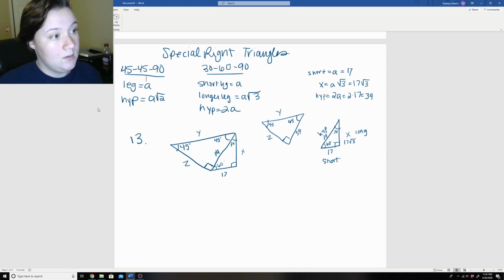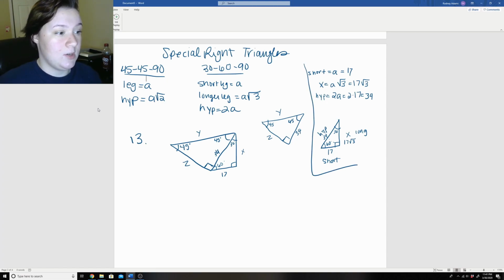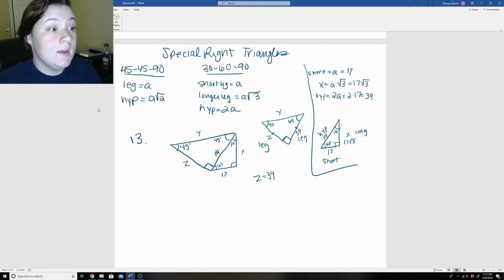Okay, so I'm going to split these up. You can see that's the work for that triangle. I'm going to work for this triangle over here. So since this is a 45, 45, 90, the 2 sides that go off of the 90-degree angle, this right angle here, are going to be the same. So we know that z is going to be 34. Okay, so these are the legs. And this is the hypotenuse of this triangle, because it's across from the right angle.